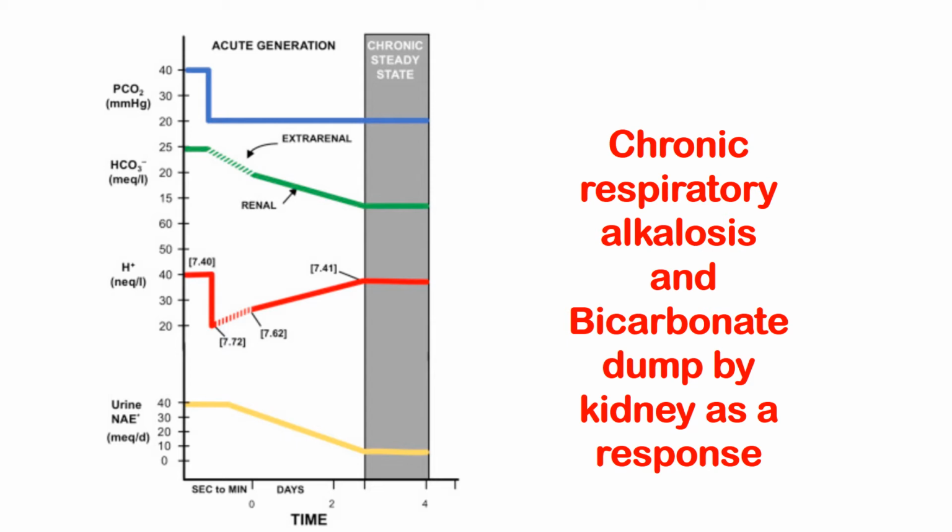So this is a key lookalike for a non-anion gap metabolic acidosis, right? So these patients will have a low bicarbonate, a high chloride, but the key here is that the serum pH is usually high and not low as it should be in an acidemia.